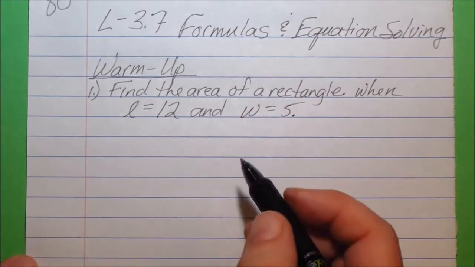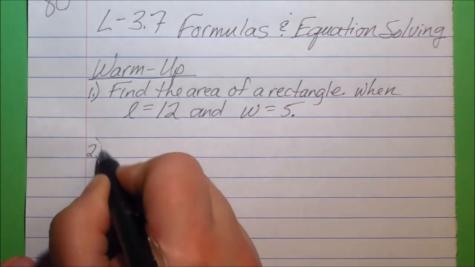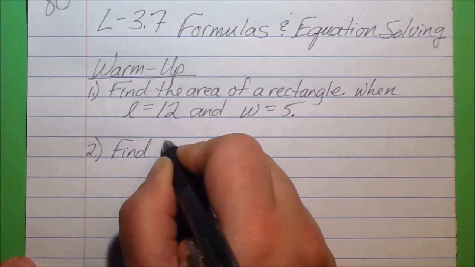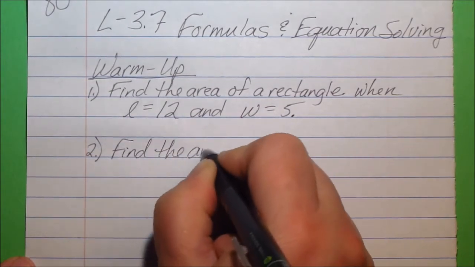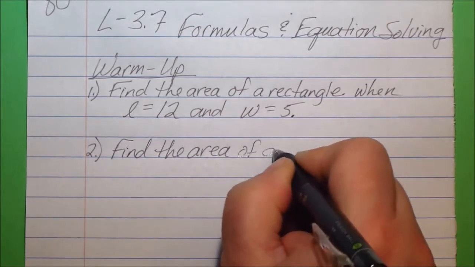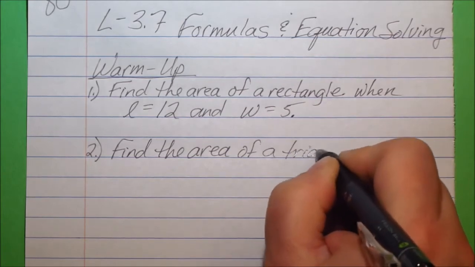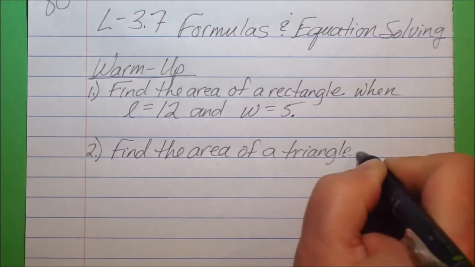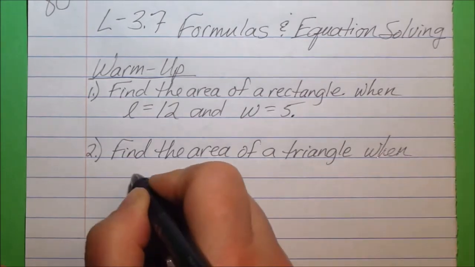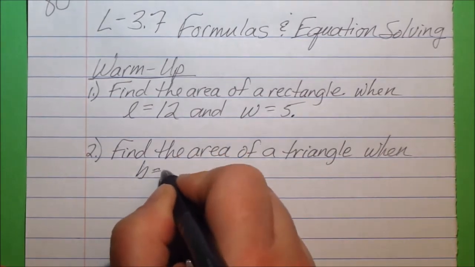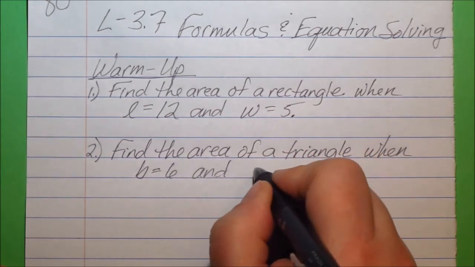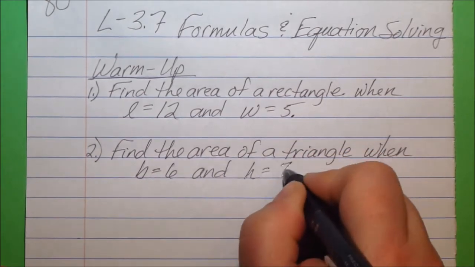All right, so the second one. Find the area of a triangle when B equals 6 and H equals 7.